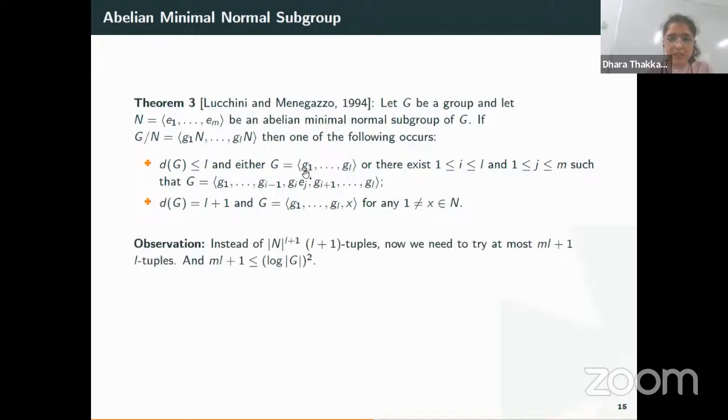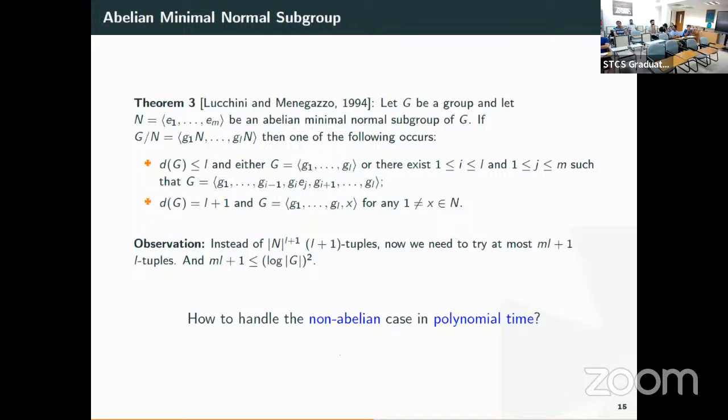So now, instead of trying all |N|^L+1 tuples, we just need to try these generating sets, and these are at most mL+1, which is bounded by log |G| squared. So we can handle the abelian case easily. And so the question is what we can do if the minimal normal subgroup is non-abelian.